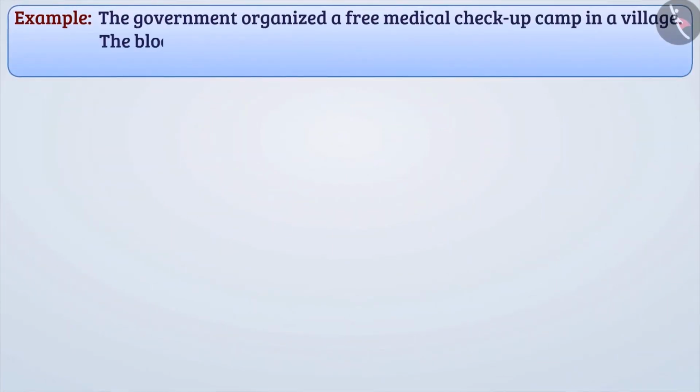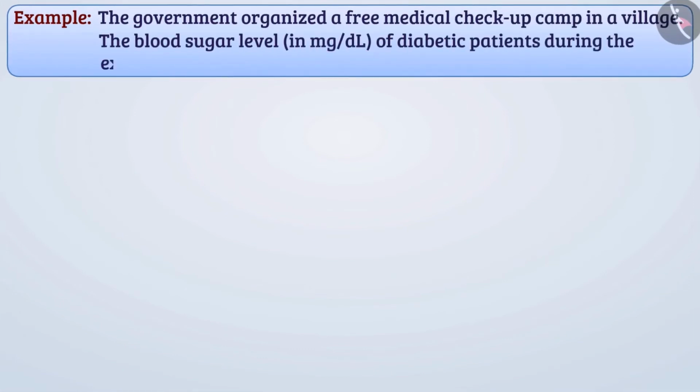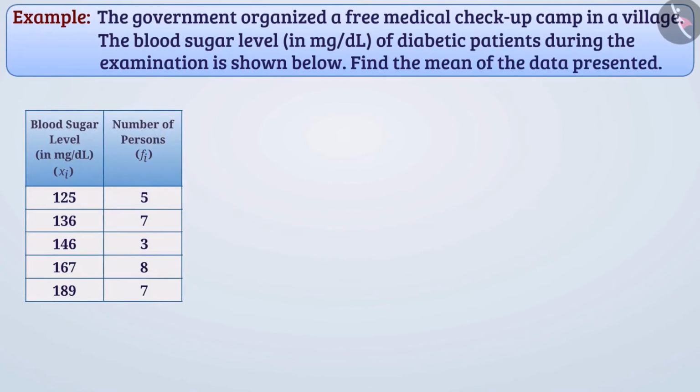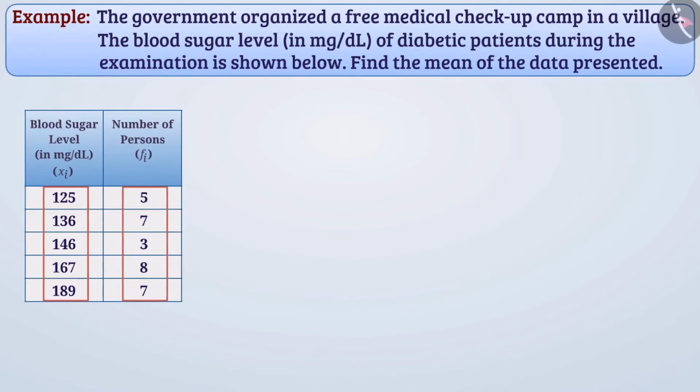The government organized a free medical checkup camp in a village. The blood sugar level of diabetic patients during the examination is shown below. Find the mean of the data presented. Here, we are given observations and their frequency. So, we should use this formula to get the mean.